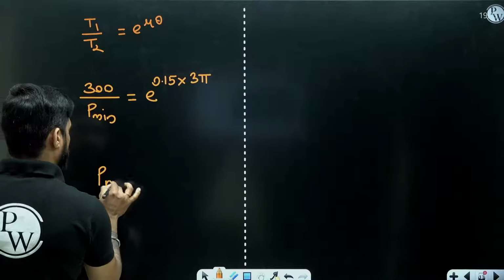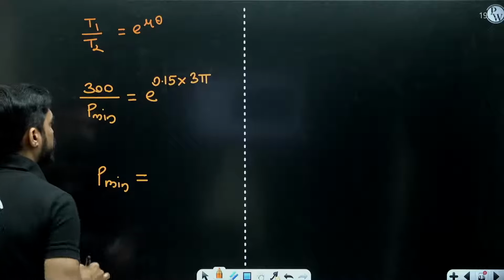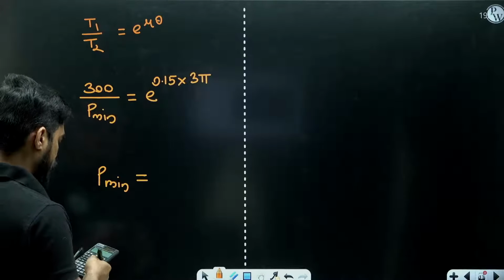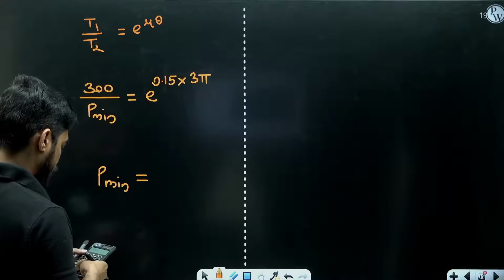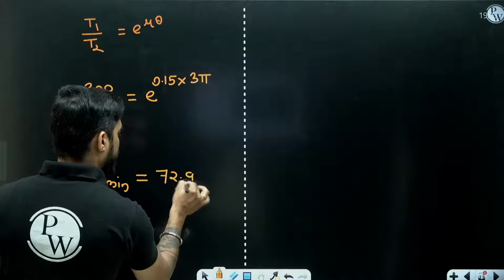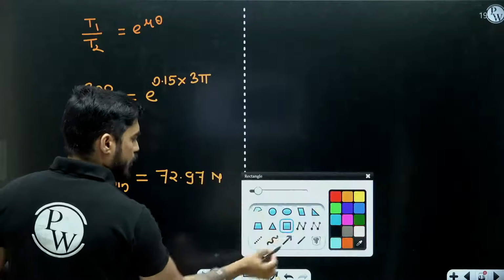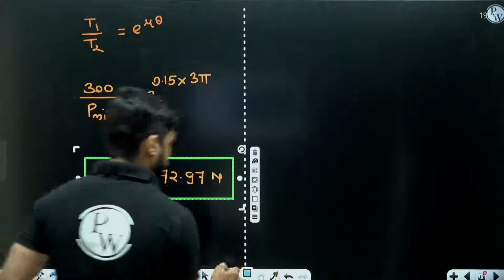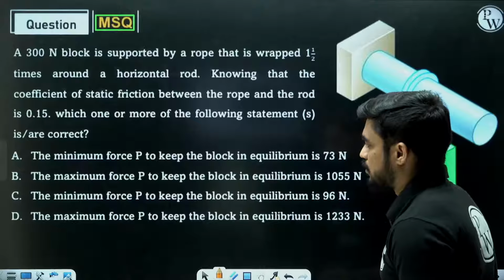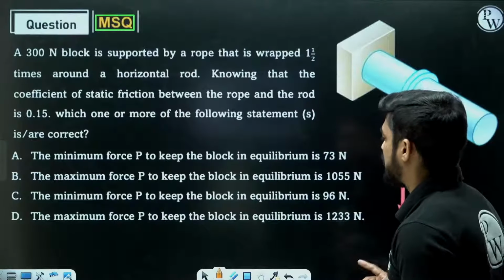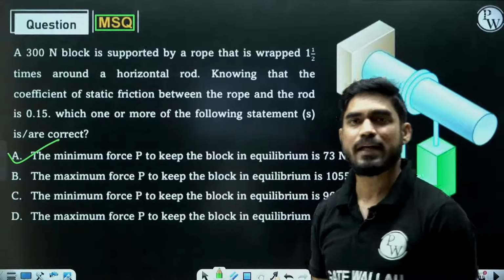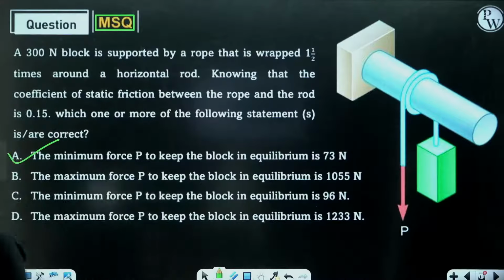What will be the value of this P minimum? This P minimum will become 300 divided by e to the power 0.15 into 3 pi. So it is 72.97 Newton, almost 73 Newton, right? Almost 73 Newton. So the minimum force to keep the block in equilibrium is 73 Newton, which means statement A is completely right.